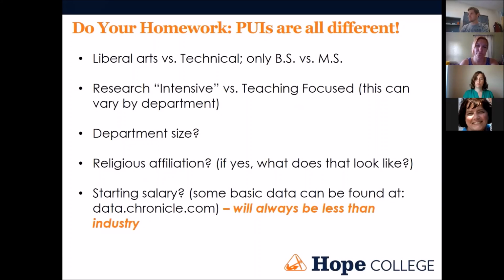Really a key point that hopefully you get from some of the discussion here, but then also maybe some of the discussion later during the Q&A, is that you really have to do your homework if you're looking at PUIs, because all of them are different. There's a lot of variety, way more, or at least my perspective is, than there is at, say, R1s, or even R1 to R2 type institutions, right? Liberal arts versus a technical school, bachelor's only, like Hope College versus schools that have master's programs, research intensive, teaching focused. And some of this can even vary by department.